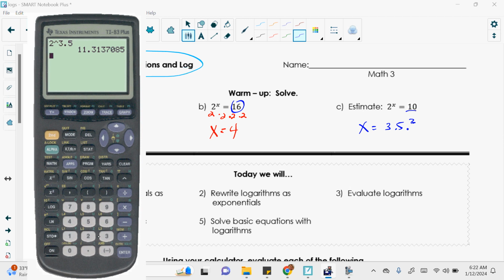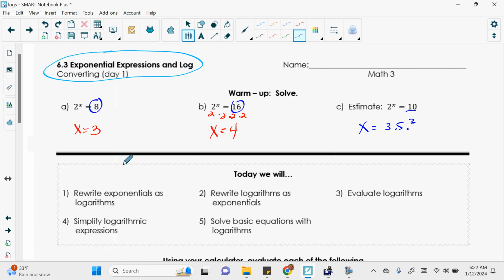So you can keep playing around. You're like, all right, 2 to the 3.25, and you start getting closer and closer. But notice that as we start developing our math skills, not everything is going to be sunshine and gumdrops and rainbows. This is where we have to have another way to solve. A problem like this, you're like, I'm not sure what it is. Well, that's what logs are going to help us figure out today.